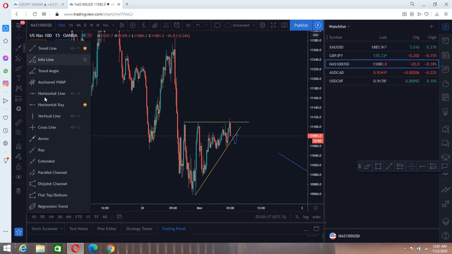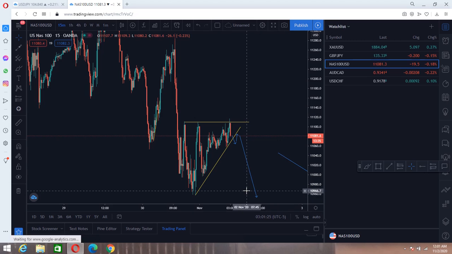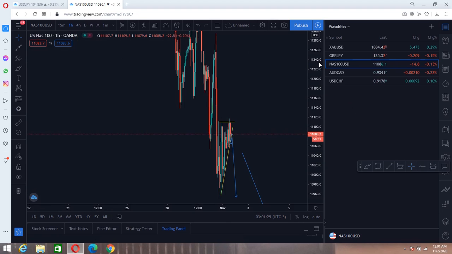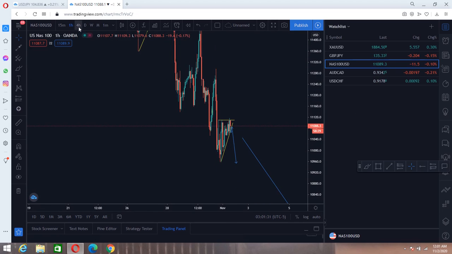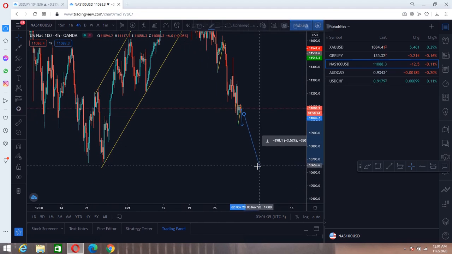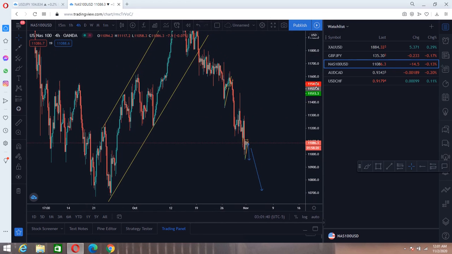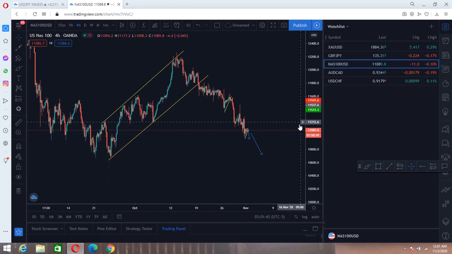Then to the downside. So here will be my first target. This will be my first TP. Let me just go down to the 1 hour. Actually, let me go to the 4 hour. Then my second target will be here. This is for NAS 100. As you can see, it's moving nicely.